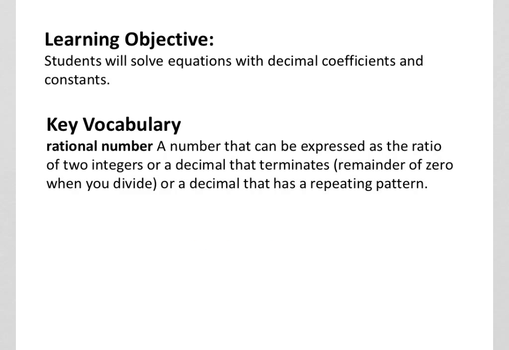Our learning objective is students will solve equations with decimal coefficients and constants. Again, keep in mind this rational number key vocabulary, which is a number that can be expressed as a ratio of two integers, or a decimal that terminates, which means it has a remainder of 0 when you divide, or a decimal that has a repeating pattern.